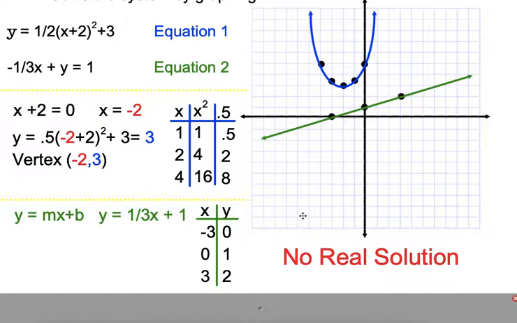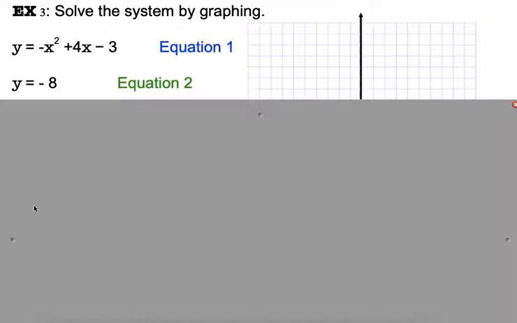So we've done 2 examples so far. One with 1 point of intersection, one with no real solution, and the last one we're going to talk about is going to have, of course, the other type of scenario, 2 real solutions. For this one, I went back to standard form. Now, if it's not written in y equals form, you need to move everything away from the y and get y by itself. So I got that.